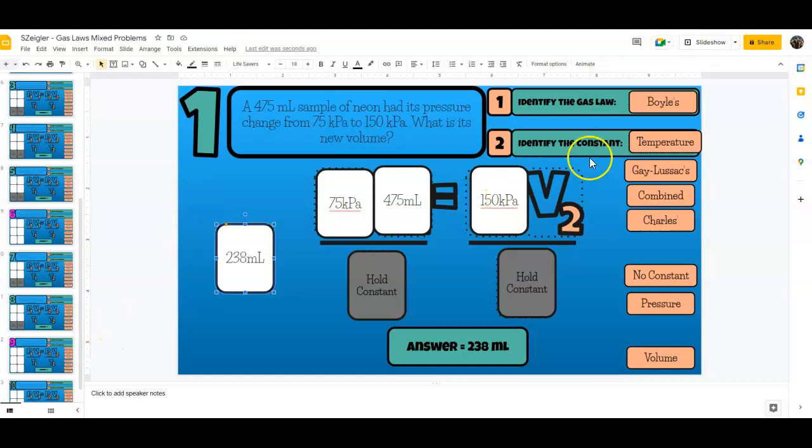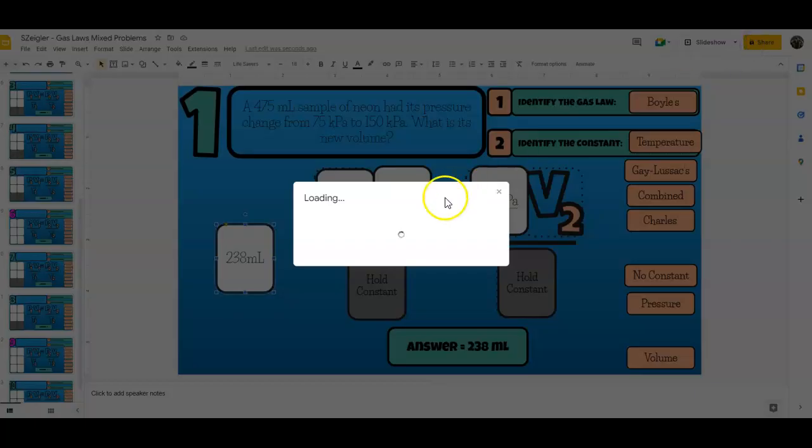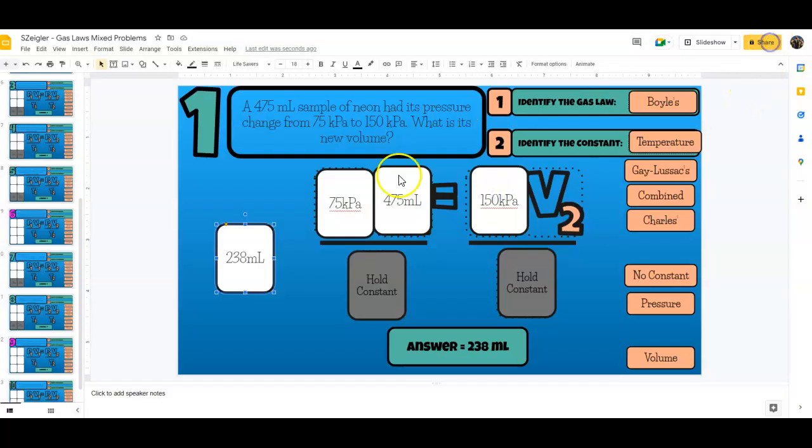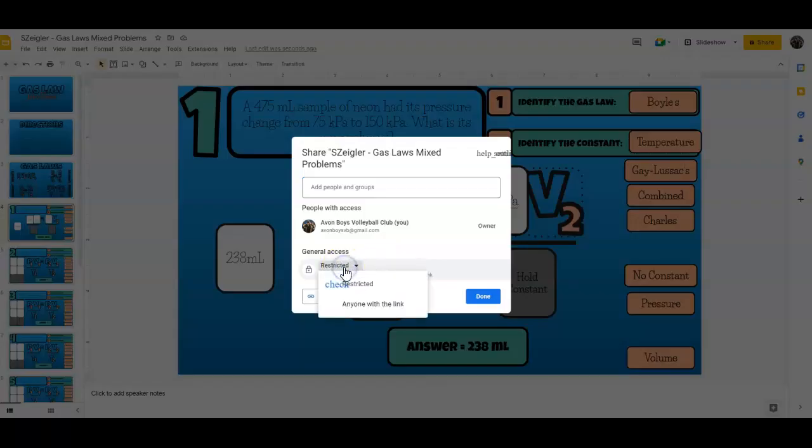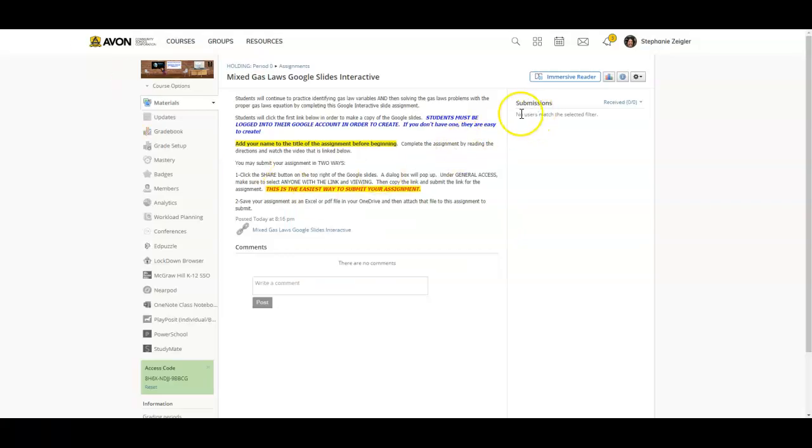In order to submit this, you will click on the share button. It will pop up a dialog box. When the dialog box finishes loading, you click the restricted button, and then it says anyone with the link. You copy this, then you go back to Schoology, you click submit, and then you paste the link in order to submit the slides. If you have any questions, make sure you reach out.